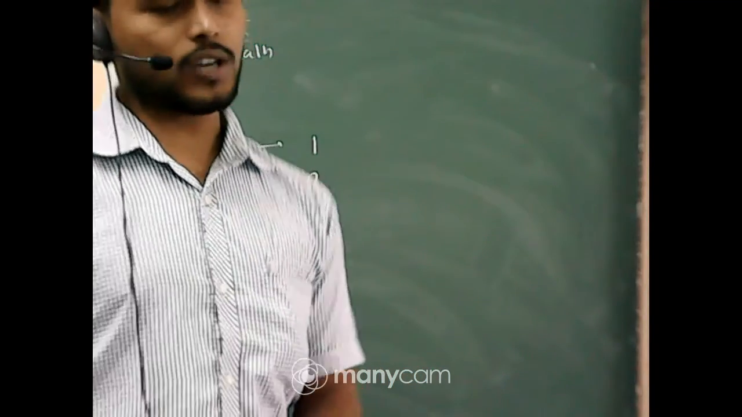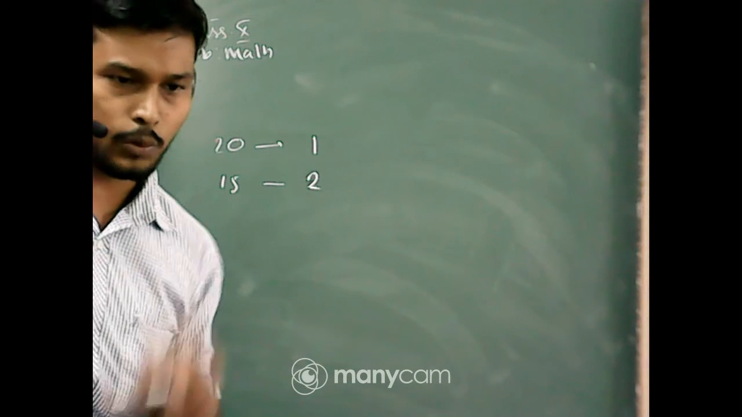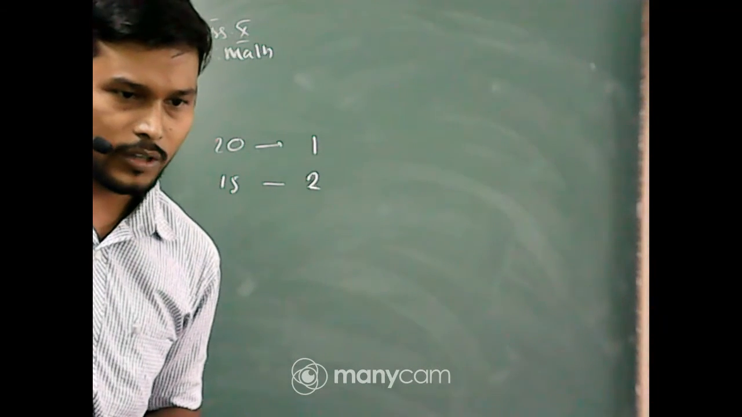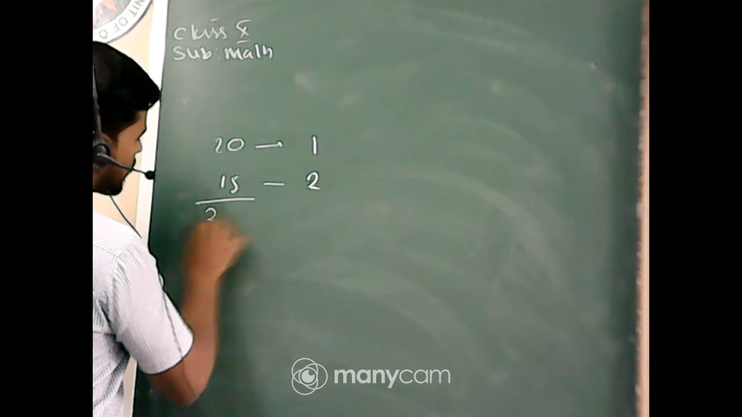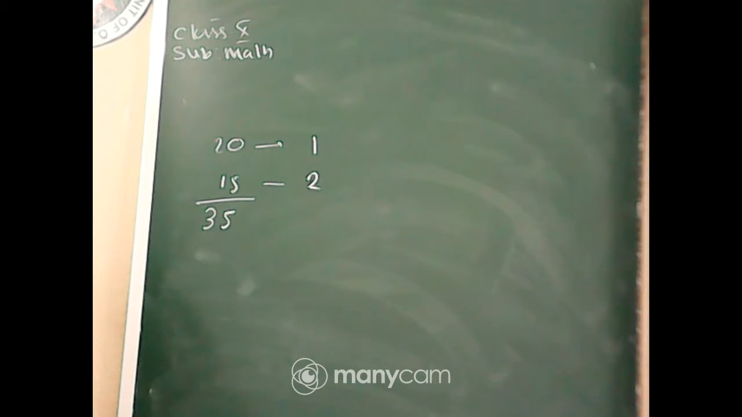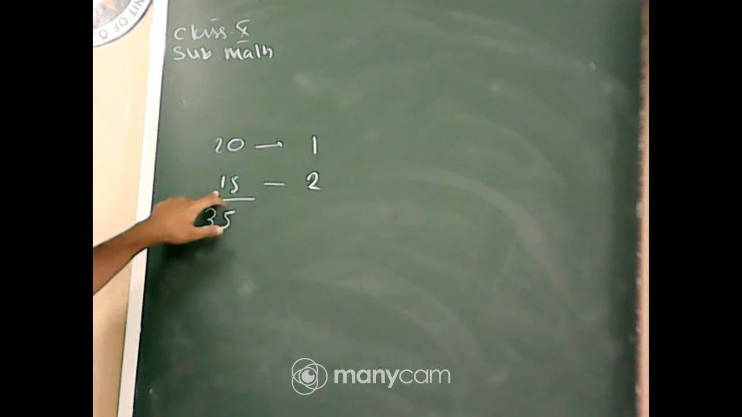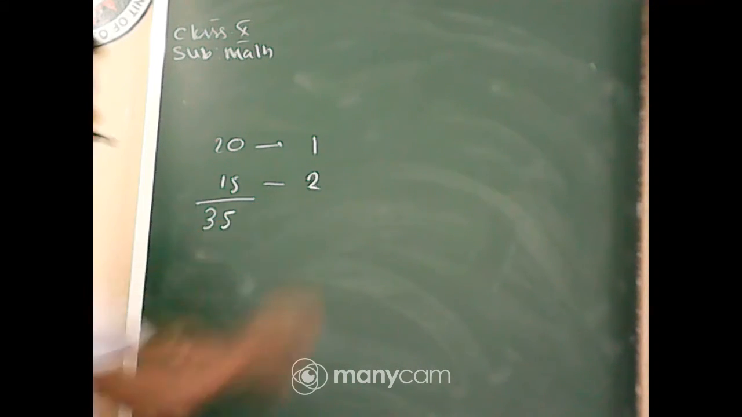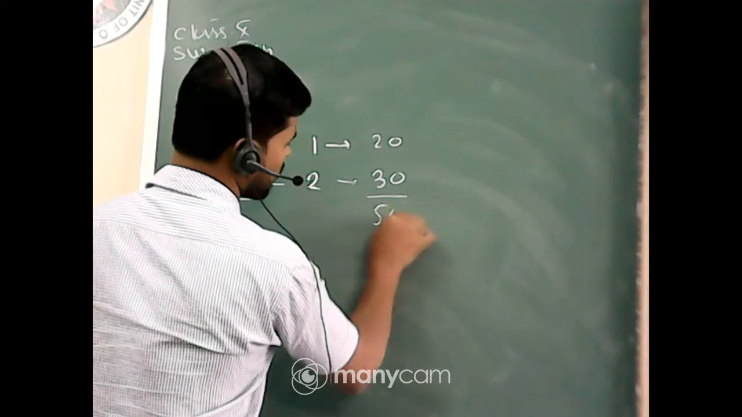Okay, now let's solve few questions. Only MCQ type questions will come. How many questions? Actually, total of 20 plus 15, that means 35 questions will be there. Out of 35 questions, 20 questions will be of 1 mark, and 15 questions will be of 2 marks. This is 20 and this is 30, so total 50 marks.